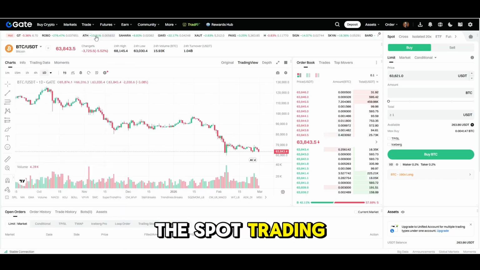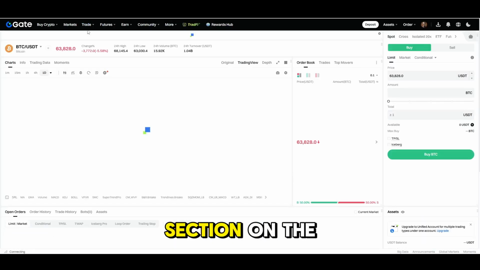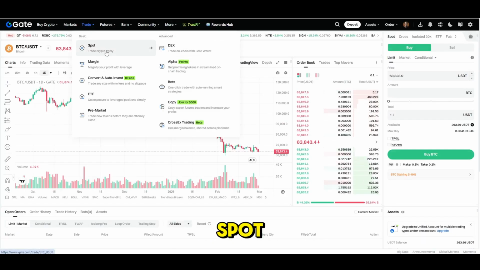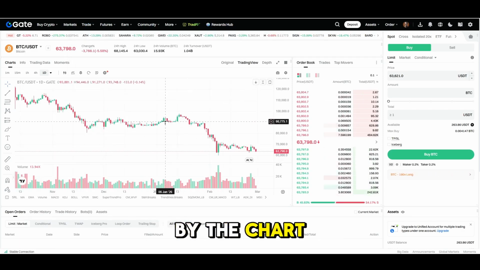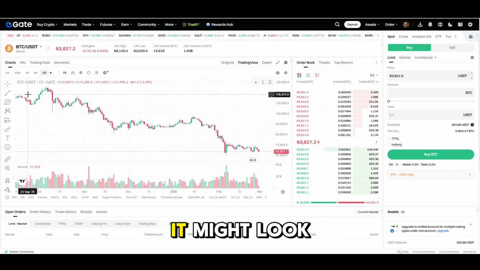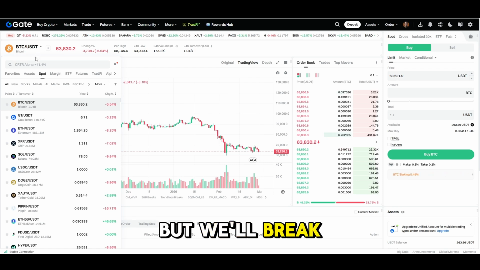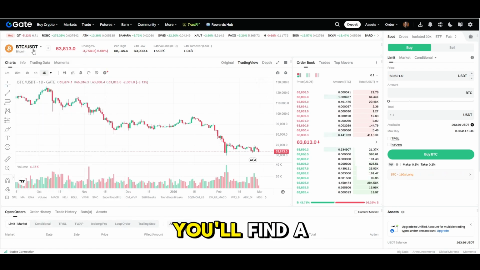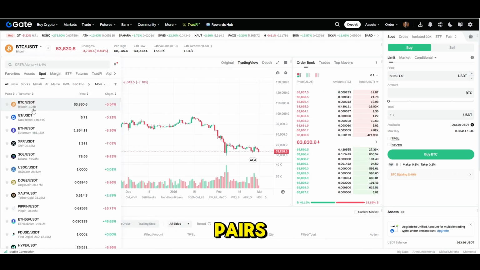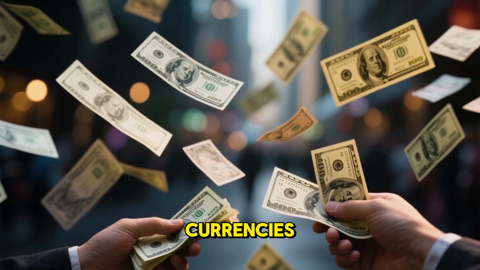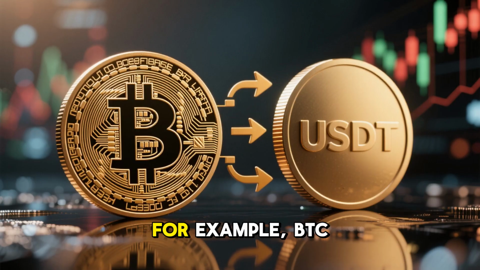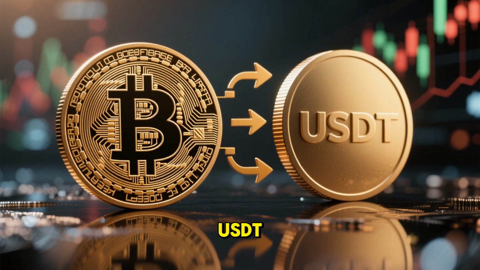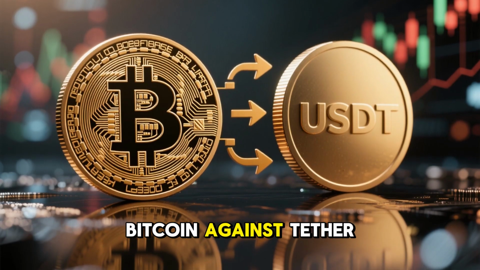To get to the spot trading interface, navigate to the Trade section on the menu and select Spot. Don't be intimidated by the chart and all the numbers you see. It might look overwhelming at first, but we'll break it down. On the left side, you'll find a list of trading pairs. A trading pair tells you which two currencies you can trade against each other. For example, BTC/USDT means you can trade Bitcoin against Tether.